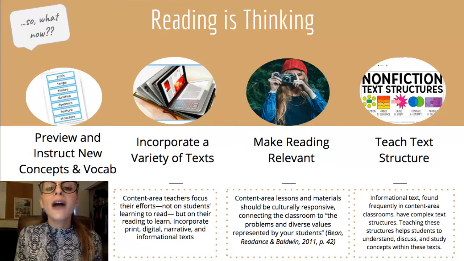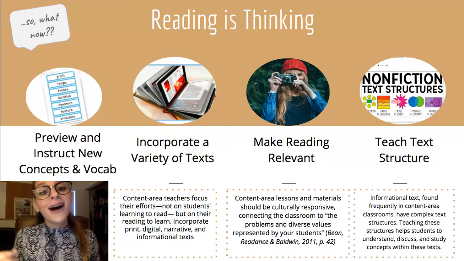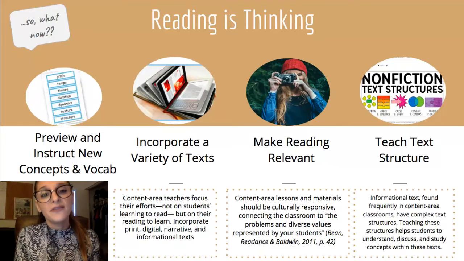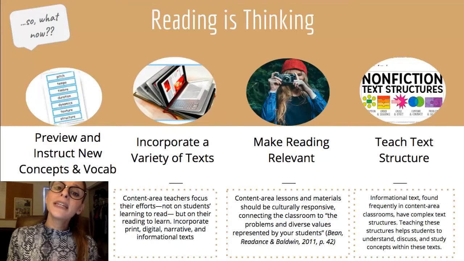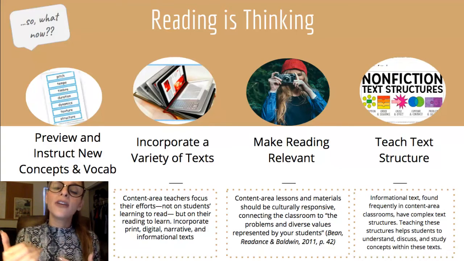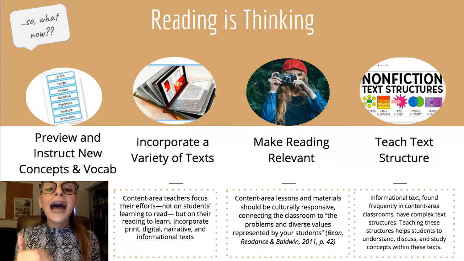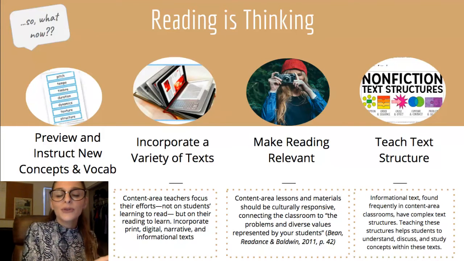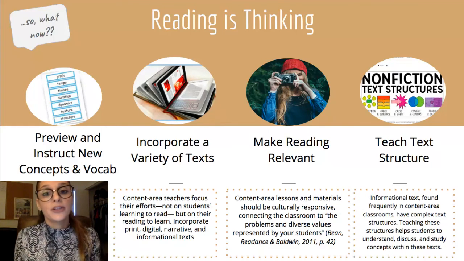We can incorporate a variety of texts. We teach in the 21st century, so using digital texts and podcasts and audiobooks, as well as a variety of narrative, informational, and fictional texts can really provide students a holistic understanding of the concepts we're trying to convey. We also want to make reading relevant. We want our middle and high school students to feel like, yeah, I see myself in the texts that we're reading, or I see the problems that I experience or the people around me are experiencing and my values. So we want to purposefully select socially and culturally responsive literature.